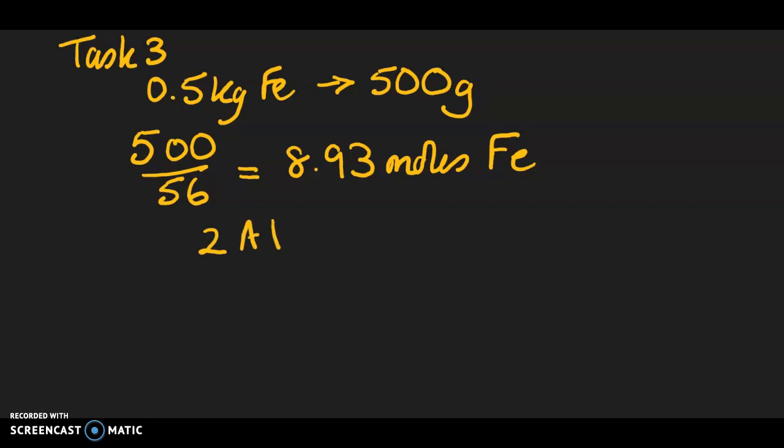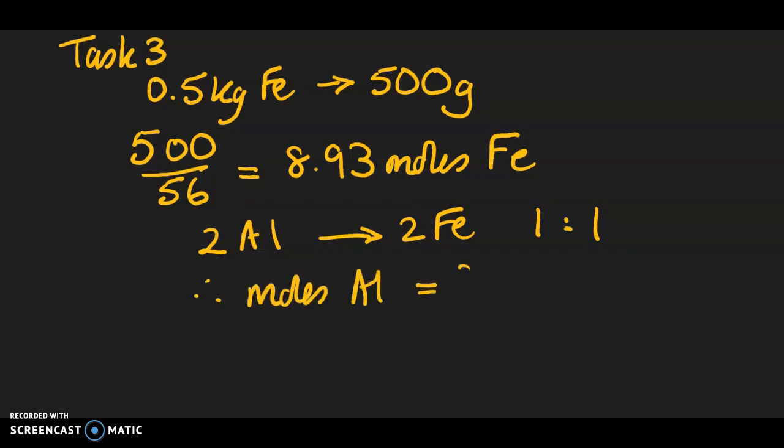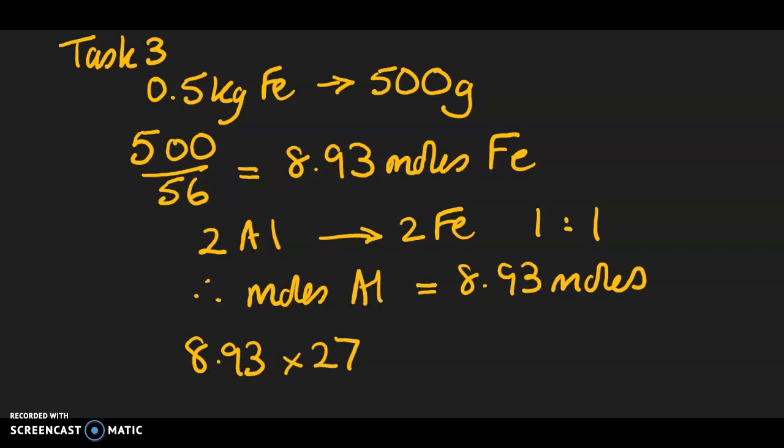We then look at the equation. We'll notice that 2 aluminiums make 2 Fe in the equation. In other words, it's a 1-to-1 ratio. So therefore, moles of aluminium will be 8.93 moles. And then convert that to mass. 8.93 times 27, which is the atomic mass of aluminium, which equals 241 grams. Happy days.